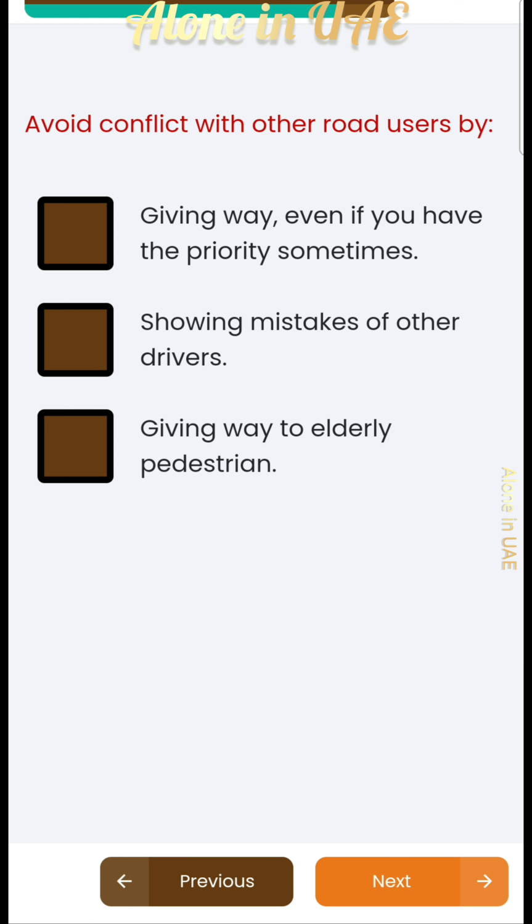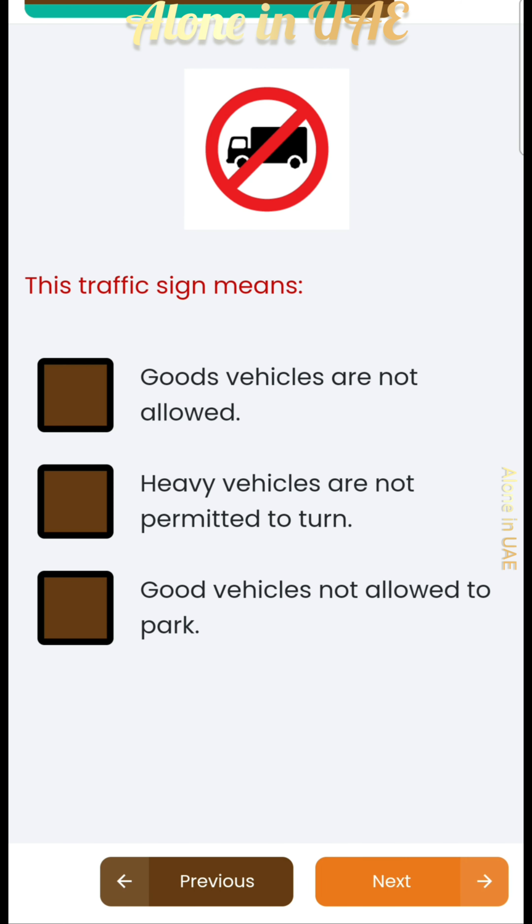Avoid conflict with other road users by giving way, even if you have the priority sometimes. This traffic sign means goods vehicles are not allowed.